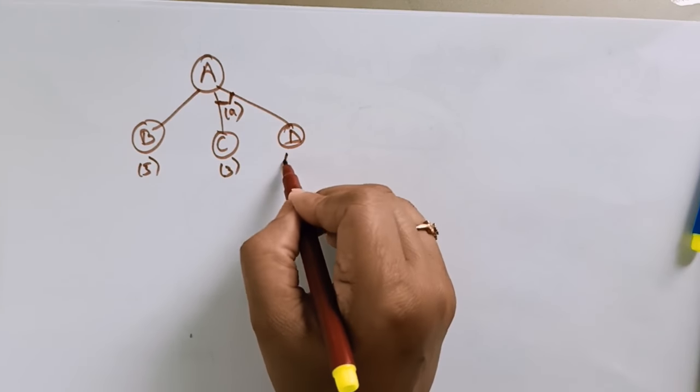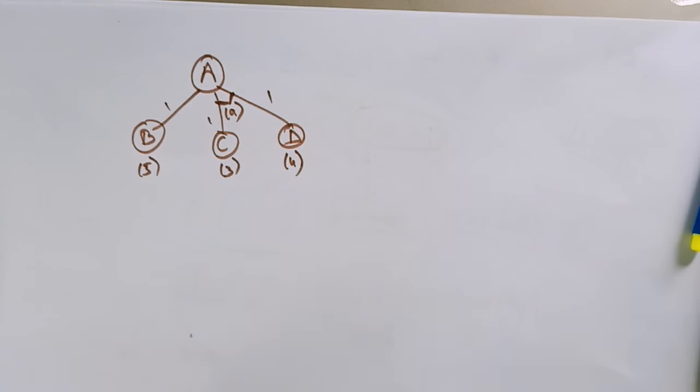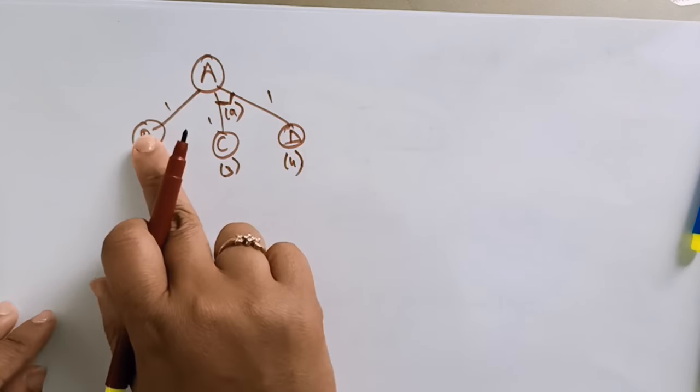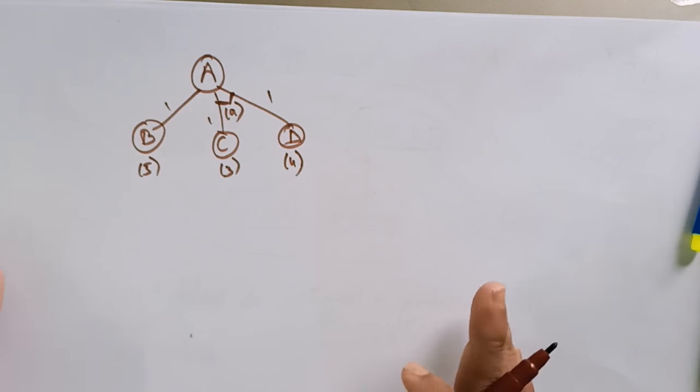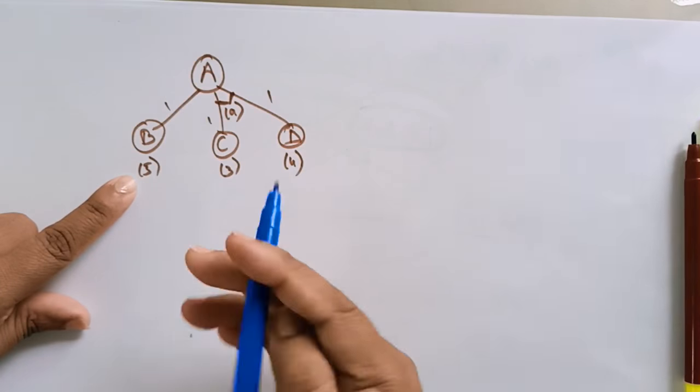Let me take 4. So this goes to 1. So always in AO star, the cost of one node to another node is always 1. So here, which one is the best?